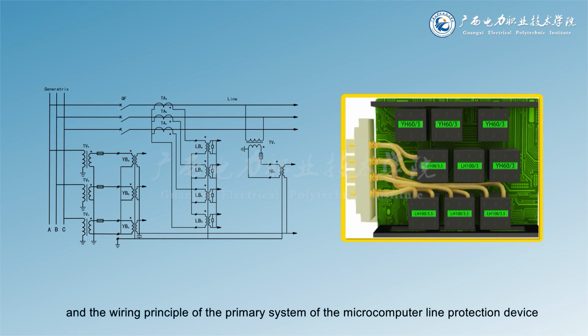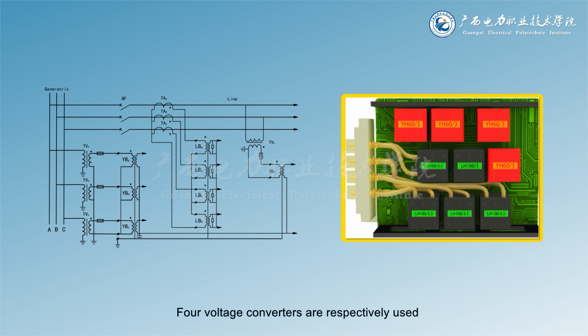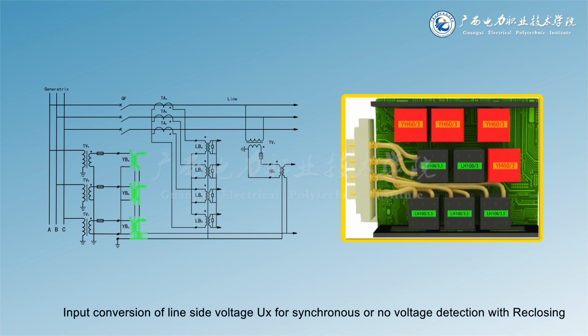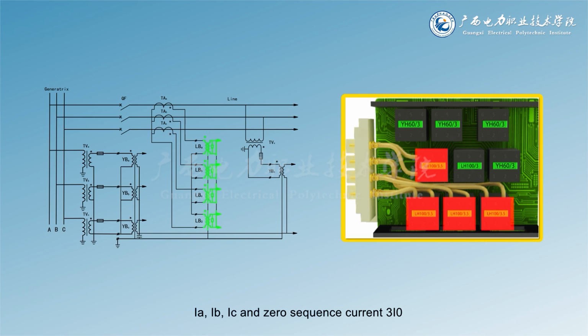The figure shows the voltage forming circuit and the wiring principle of the primary system of the microcomputer line protection device. Line protection requires 8 analog inputs of voltage and current. The corresponding device needs to be equipped with 8 voltage forming circuits, 4 voltage converters, and 4 current converters. The 4 voltage converters are respectively used for input conversion of the 3-phase voltages UA, UB, and UC on the bus side, and the line-side voltage UX for synchronous or no voltage detection with reclosing.